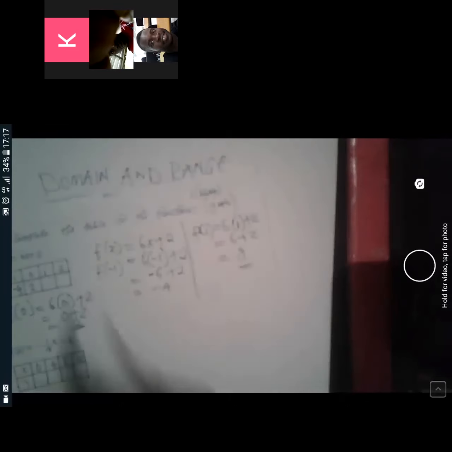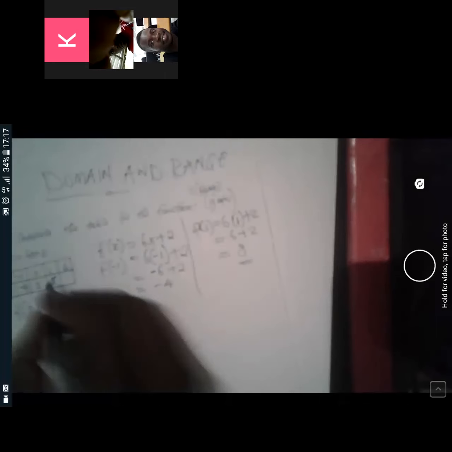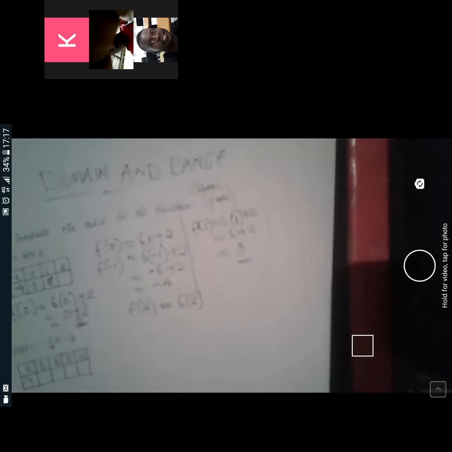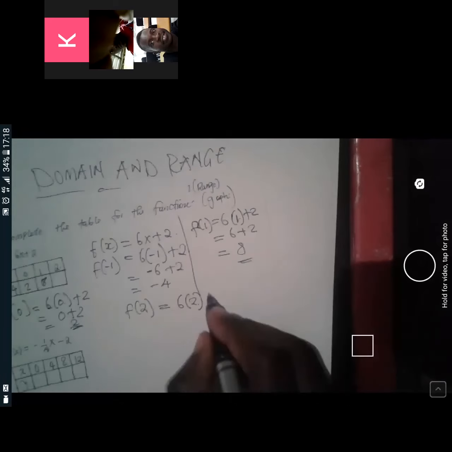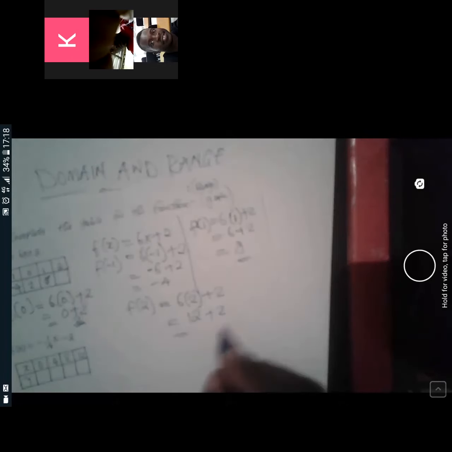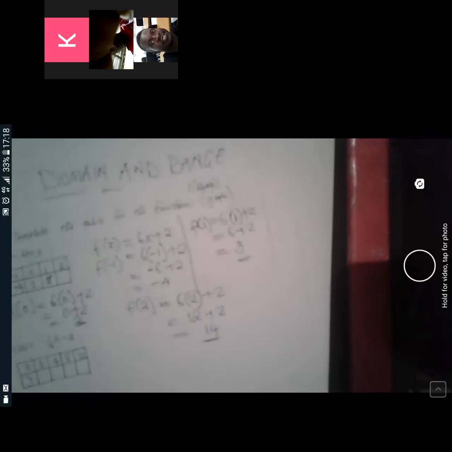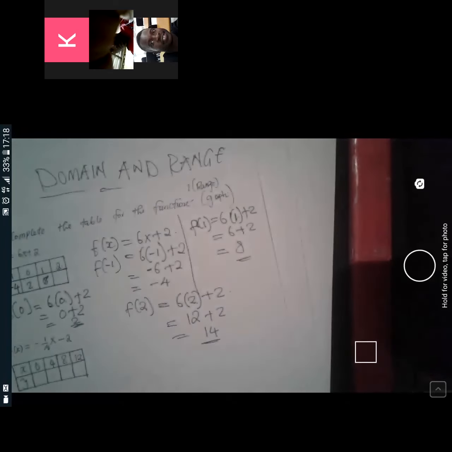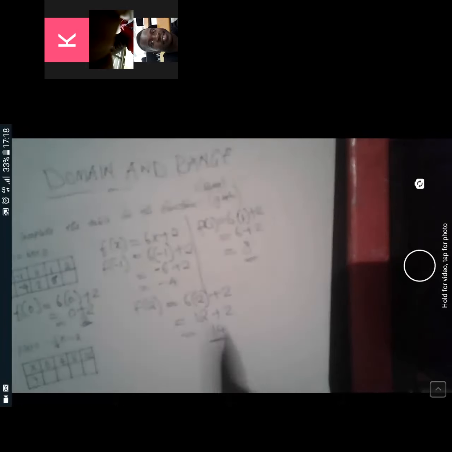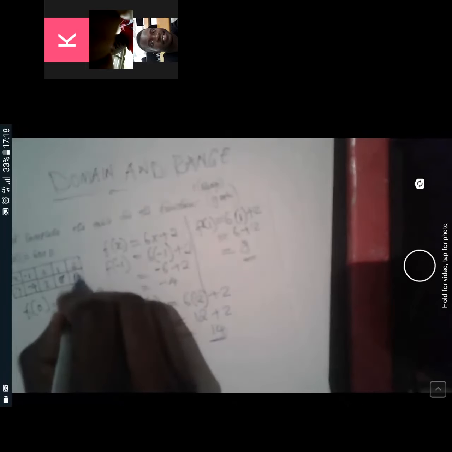And then for the last one, 2, you simply find f of 2 there, which is 6, where there is x, you put 2, and then you have plus 2 there. So 6 times 2, you're going to get 14. So the y value when x is 2 is going to be 14 there. That's what you get.